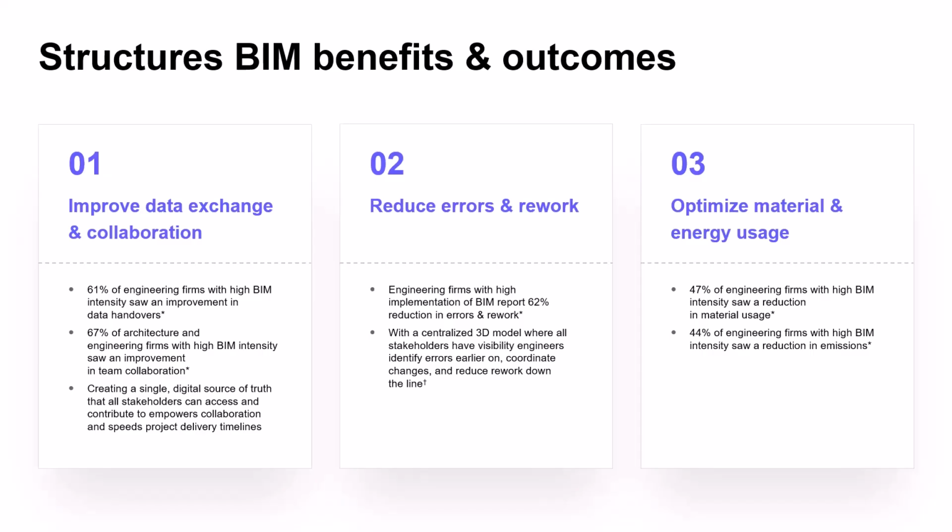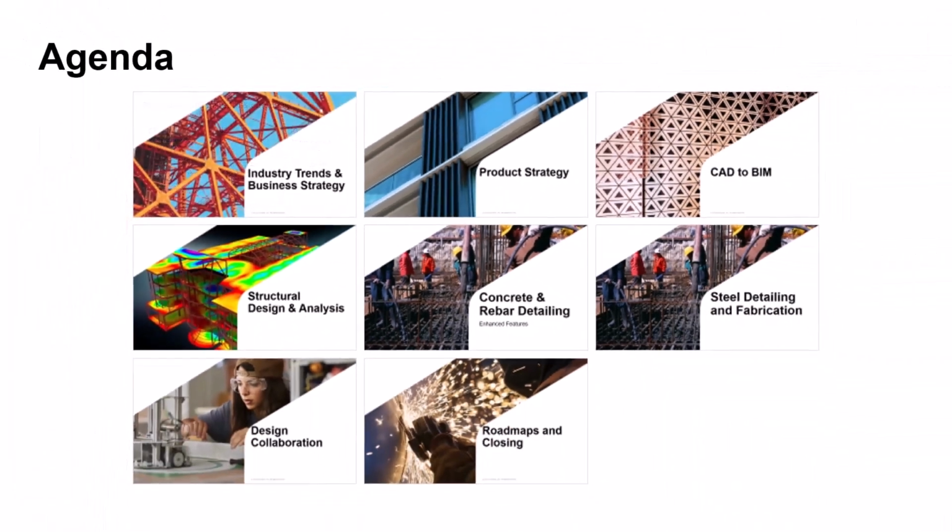So BIM brings real benefits: better data exchange and collaboration, fewer errors and less rework, and optimized use of materials and energy, of course. So for example, firms with high BIM use report 61% improvement in data handovers and 67% better collaboration. They also see a 62% reduction in errors and rework, and nearly half report reductions in material usage and emissions. So the key is having a single digital source of truth that everyone can rely on.